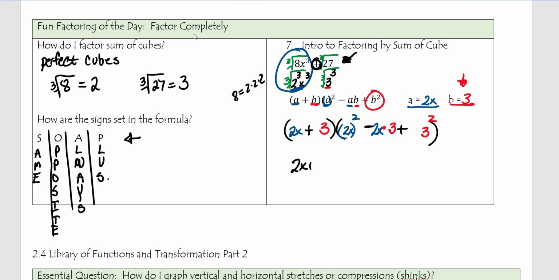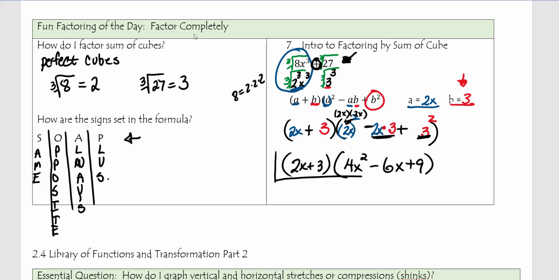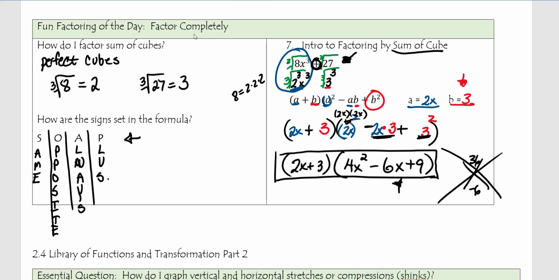Okay, so just going through it, and I am just cleaning stuff up. So this is 2 squared, which is 2x times 2x. So that's 4x squared, and then minus 6x, and then finally 3 squared is 9. Now you always want to ask yourself, can I keep factoring? As I mentioned in the last video, the answer is no. This last parentheses, when you're doing sum of cubes, will never factor. So 9 and 4 is 36, and you're never going to be able to find two values that fit that condition.